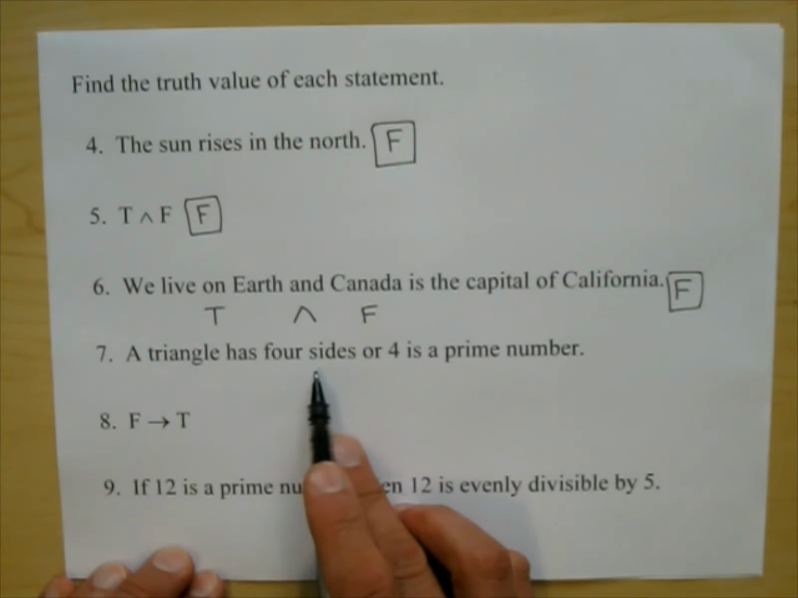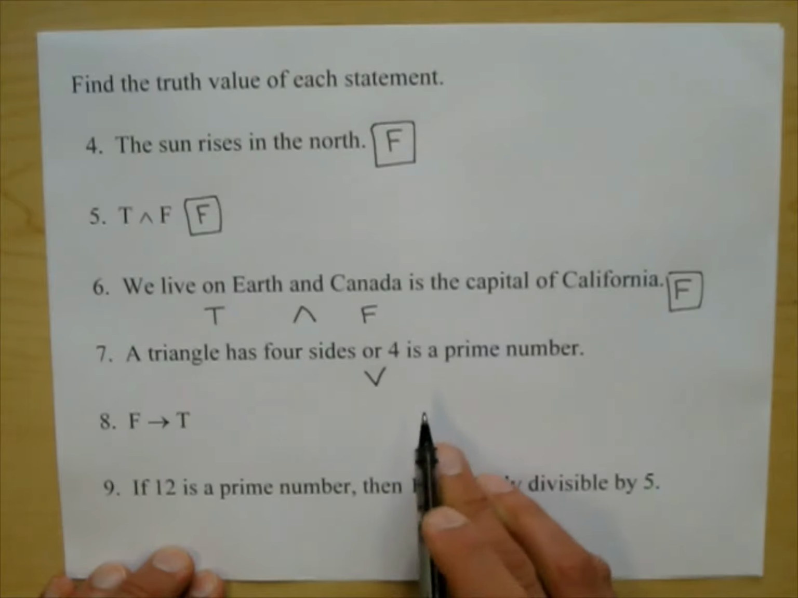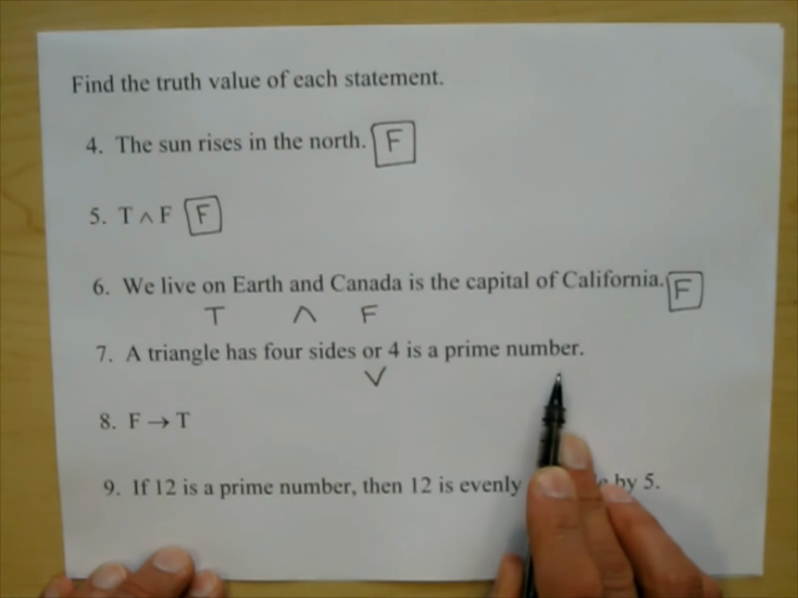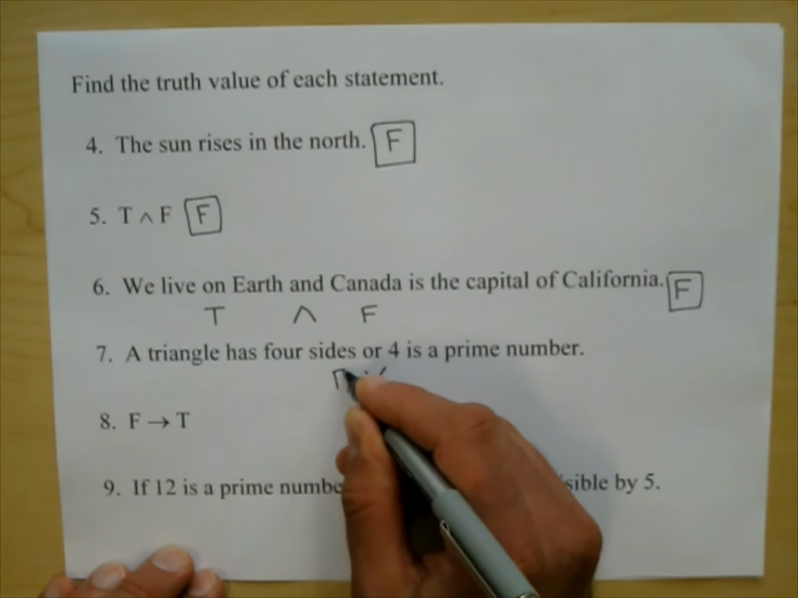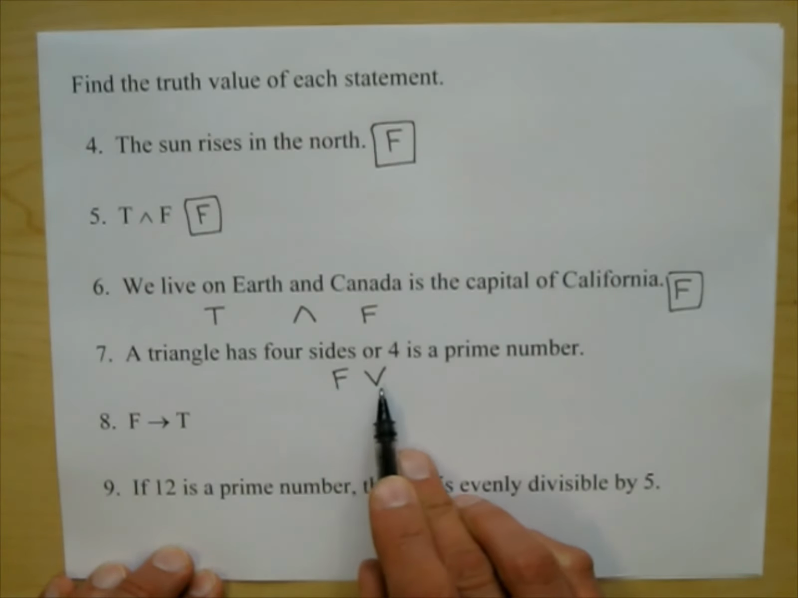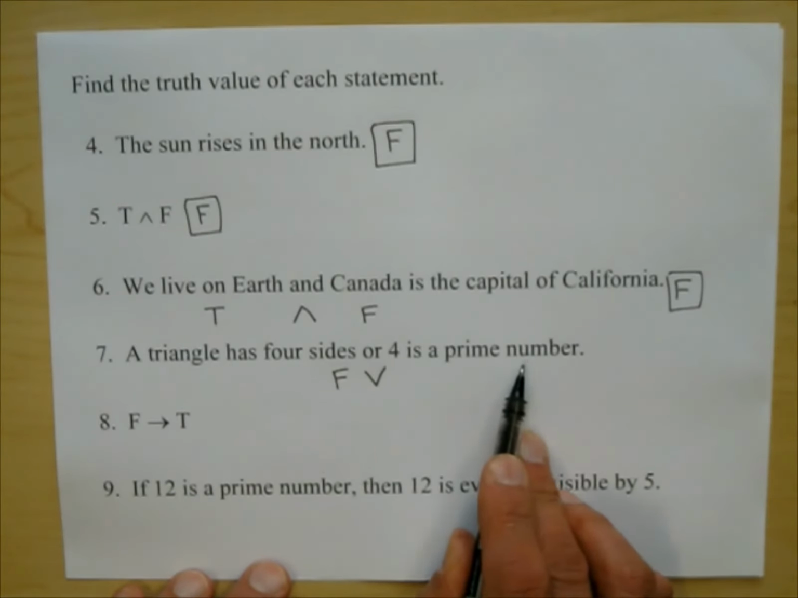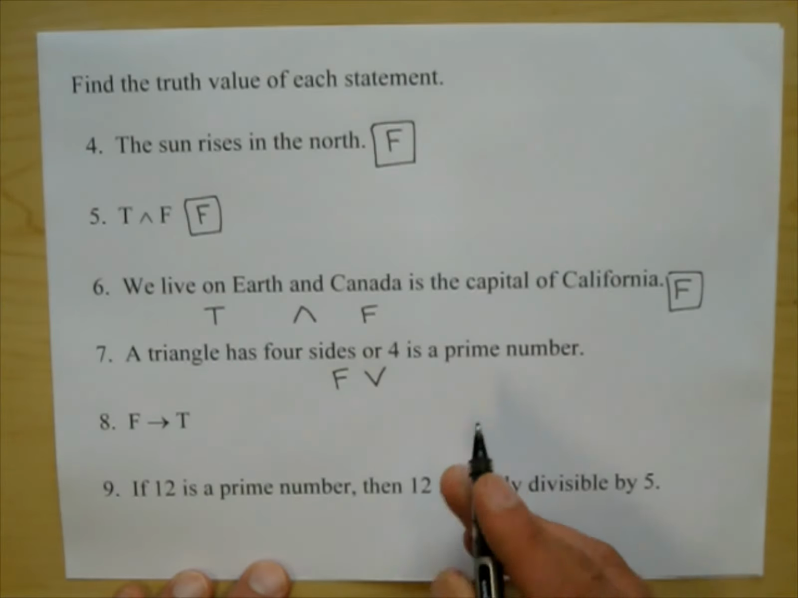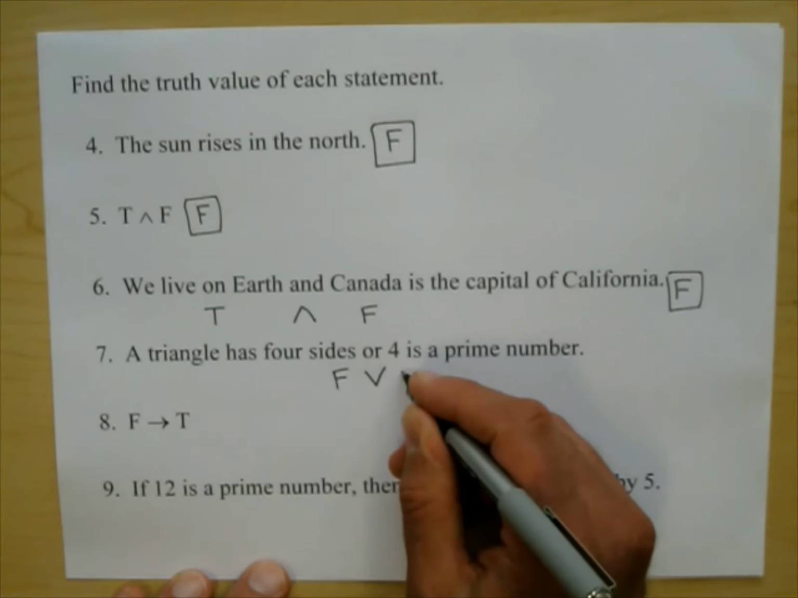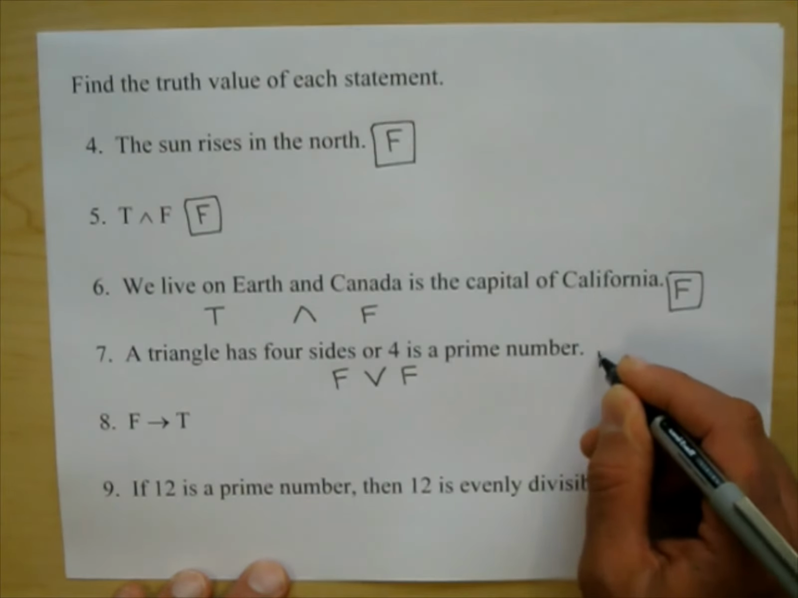A triangle has 4 sides, or, so here's the or, 4 is a prime number. Okay. A triangle has 4 sides. That is false. False or 4 is a prime number. Now remember, prime numbers only have 2 divisors. 4 has more than 2. It has 1 goes into it, 2 goes into it, 4 goes into it. So 4 is not a prime number. So 4 as a prime number is a false statement. So we have false or false, which gives me false.